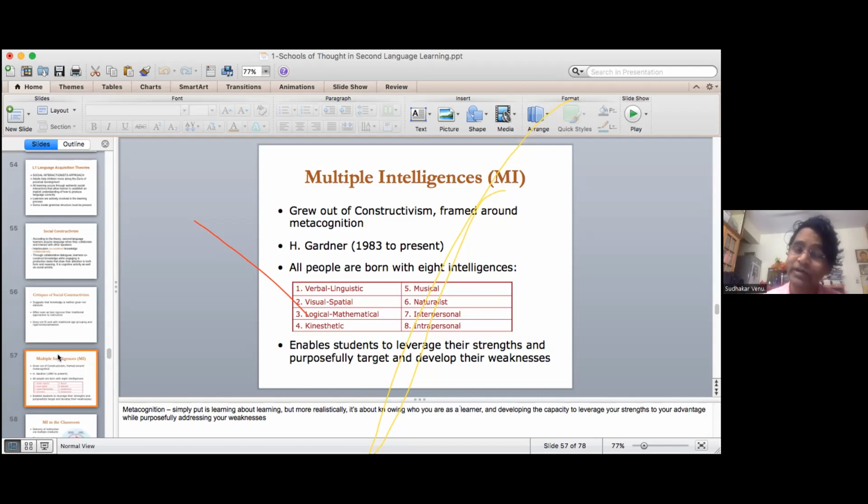But when I came to India, after some years, I was told that Gardner is a great person who did a lot of work. Mostly, his work has become very, very influential in the field of language teaching.